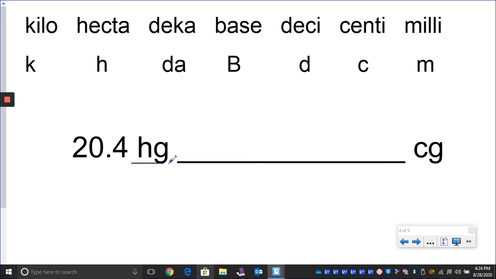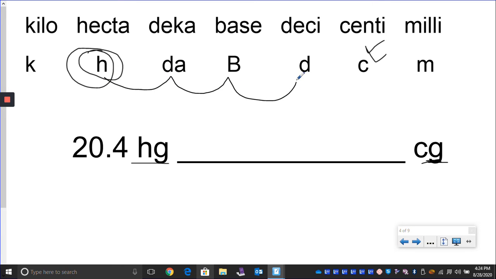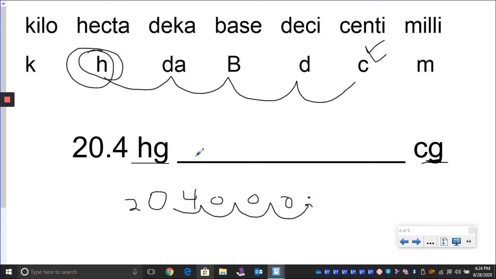So we have hectograms, HG. Hecto is up here on our metric prefix ladder, and we're going to CG. That's going to be centi. So we're going to go to the right again. 1, 2, 3, 4. If I have my number down here, it's 1, 2, 3, 4. Put my decimal point back. Fill in my zeros in the spaces. And I should have this as my answer. 204,000 centigrams.